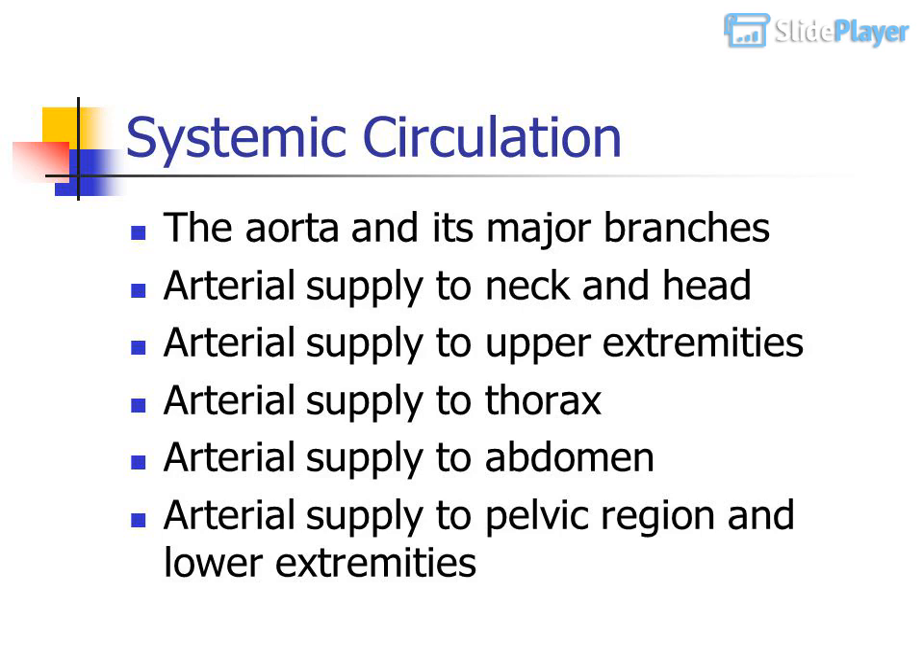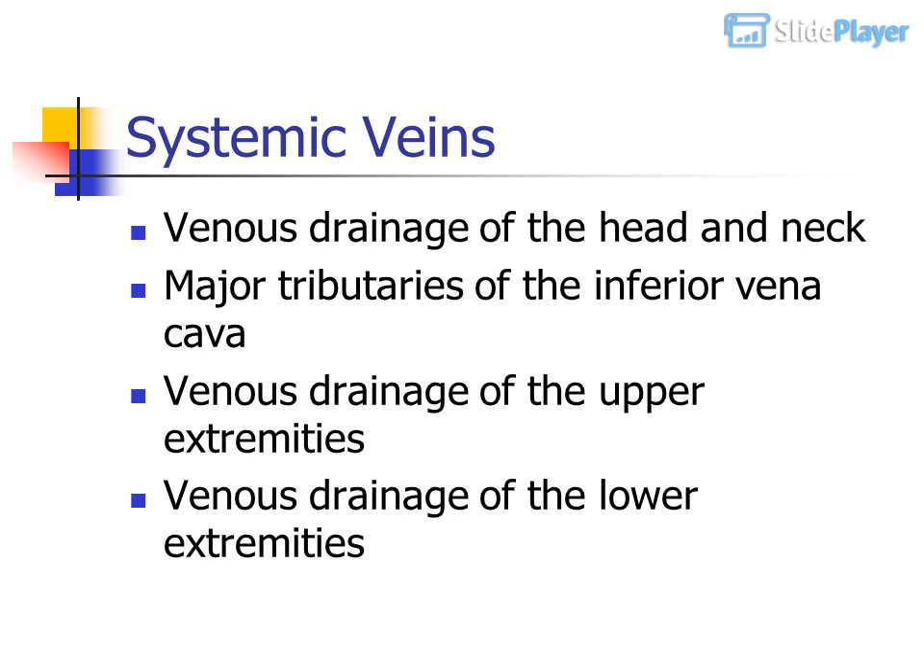Arterial supply to neck and head. Arterial supply to upper extremities. Arterial supply to thorax. Arterial supply to abdomen. Arterial supply to pelvic region and lower extremities. Systemic veins, venous drainage of the head and neck.